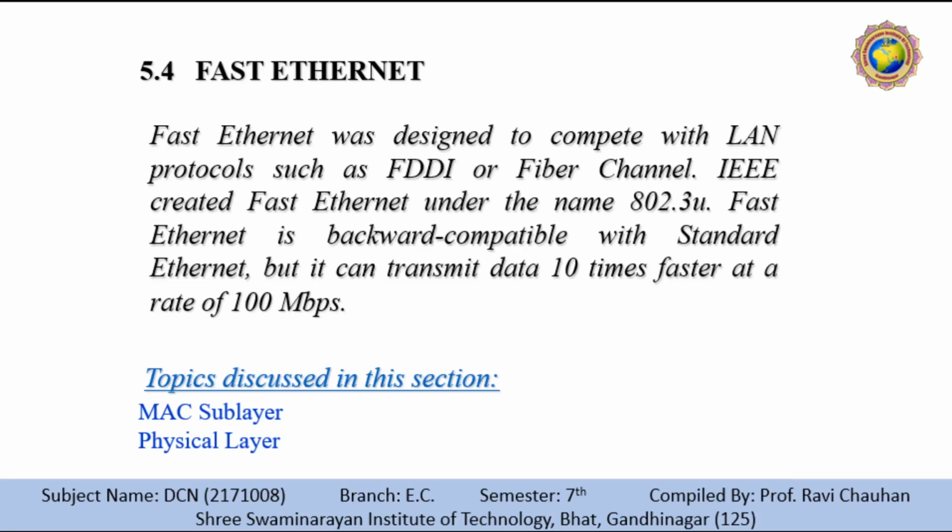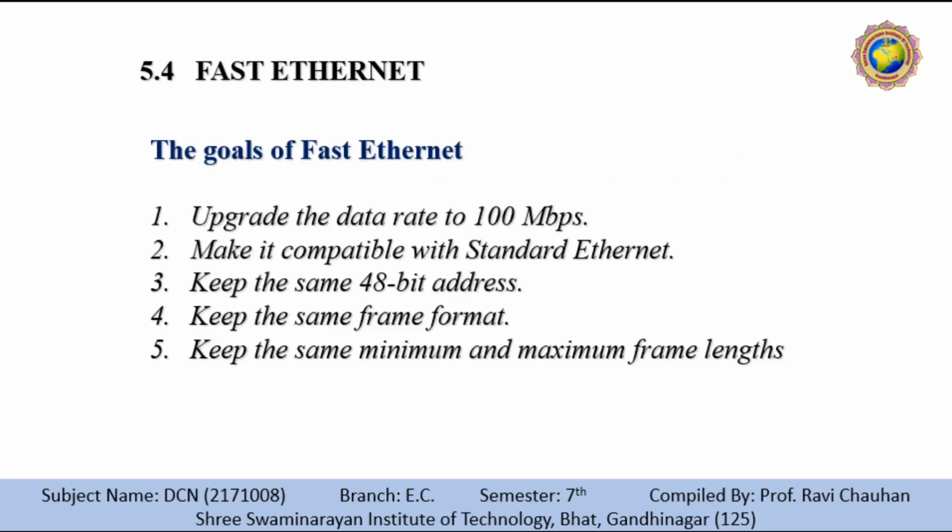The goals of Fast Ethernet can be summarized as follows. First, upgrade the data rate up to 100 Mbps. Second, make it compatible with standard Ethernet. Third, keep the same 48-bit address. Fourth, keep the same frame format. And last, keep the same minimum and maximum frame length. All of it will be the same; it just increases the data rate.